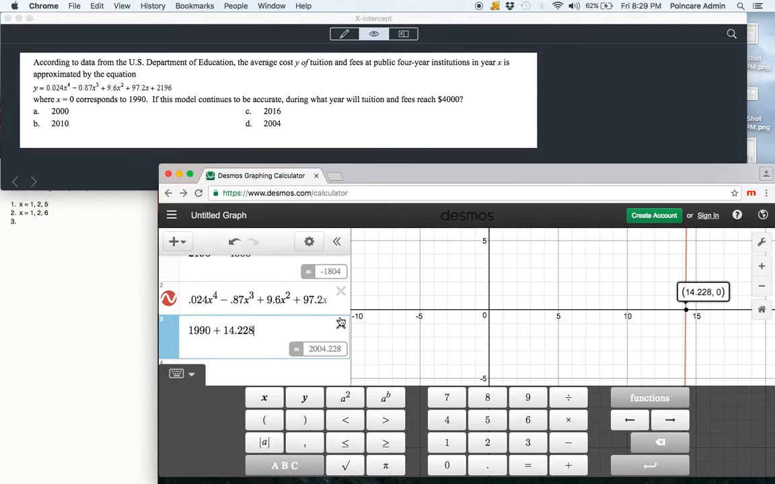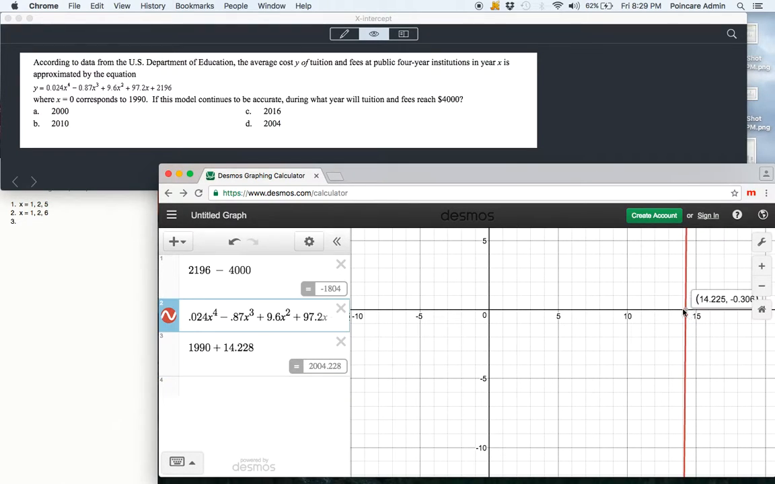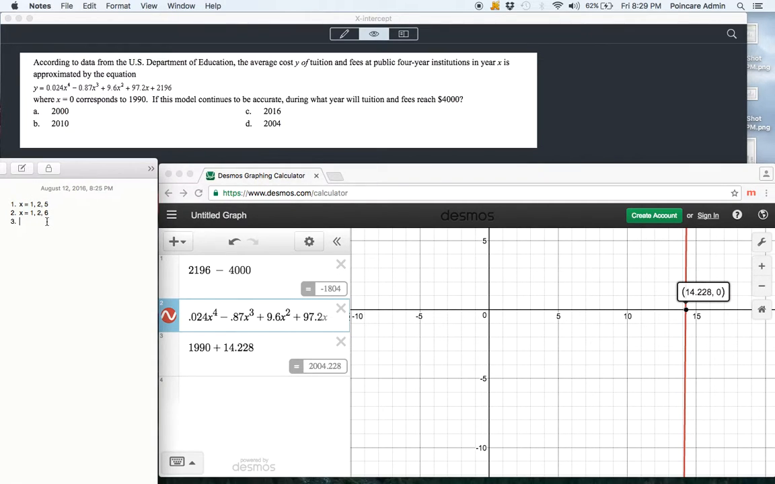And again, it's really weird because we're finding the tuition in terms of 1990. So the 0 here represents how many years past 1990 we are. This is very confusing, and it's why I did it. So the answer is D, 2004. I did this because it's really confusing. If you get another one like this, try to follow the same logic.